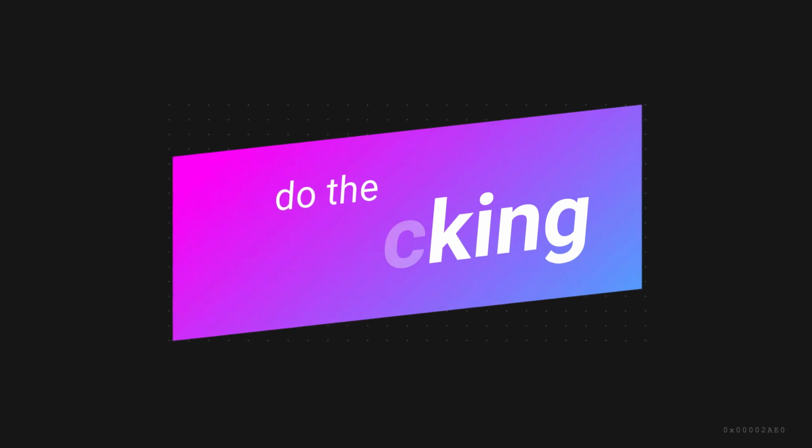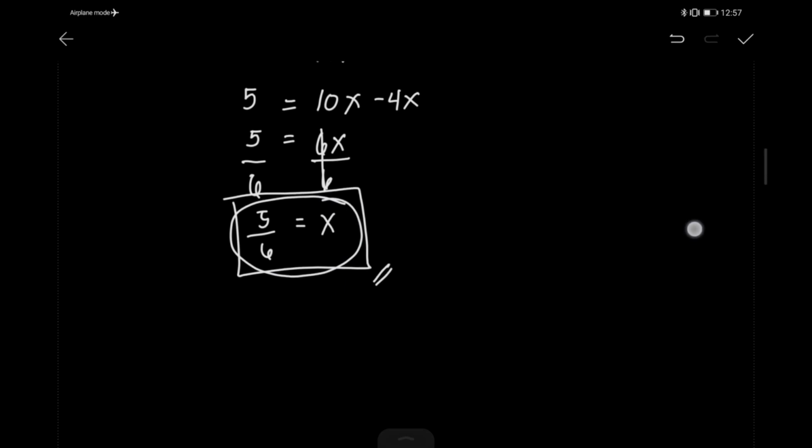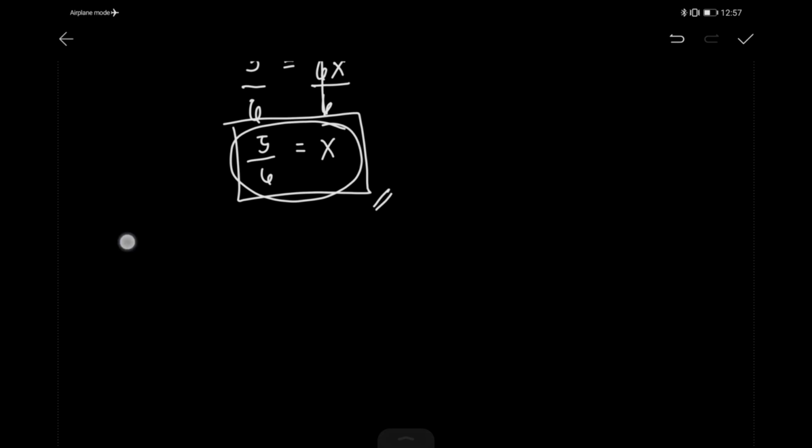In order for us to determine if we got the correct answer, what we are going to do is substitute the value of x that we got into our original equation. Our original equation is x over 5 plus 1/4, which is equal to x over 2. If the two sides become equal to each other, then we can say that our answer 5 over 6 is correct. So let us do that.